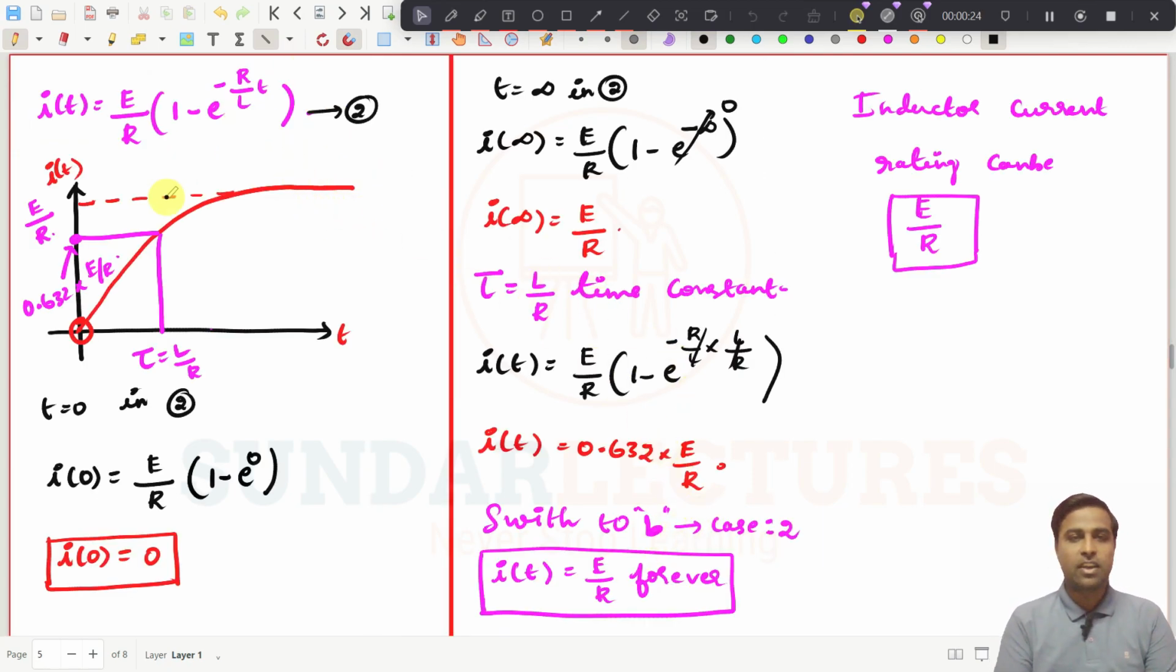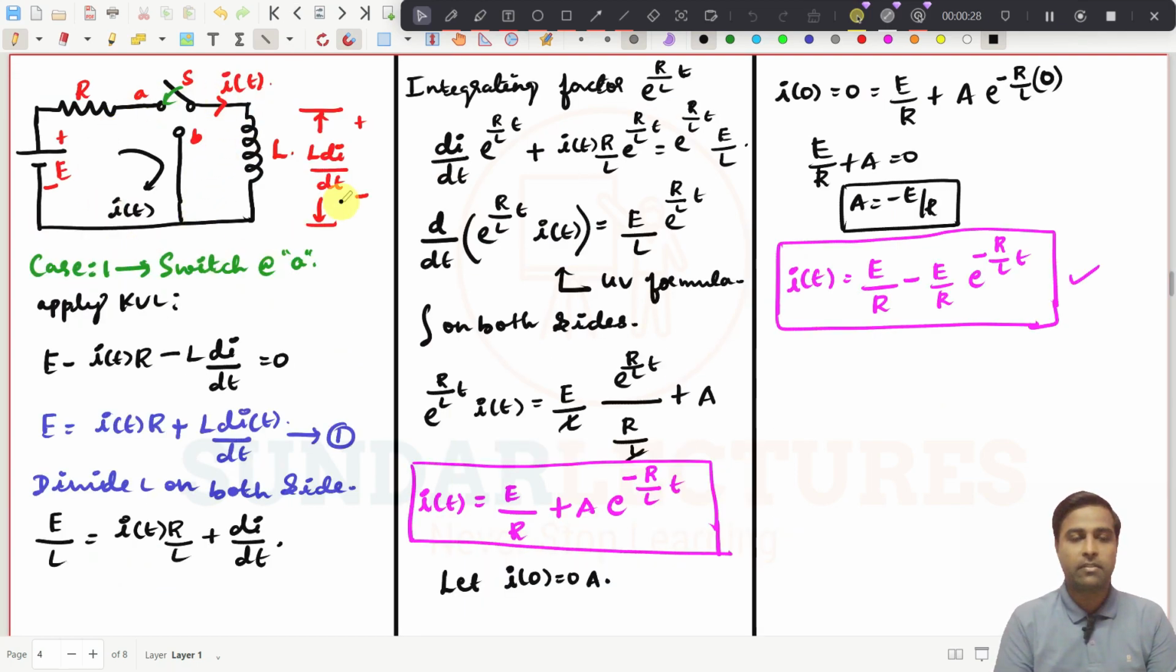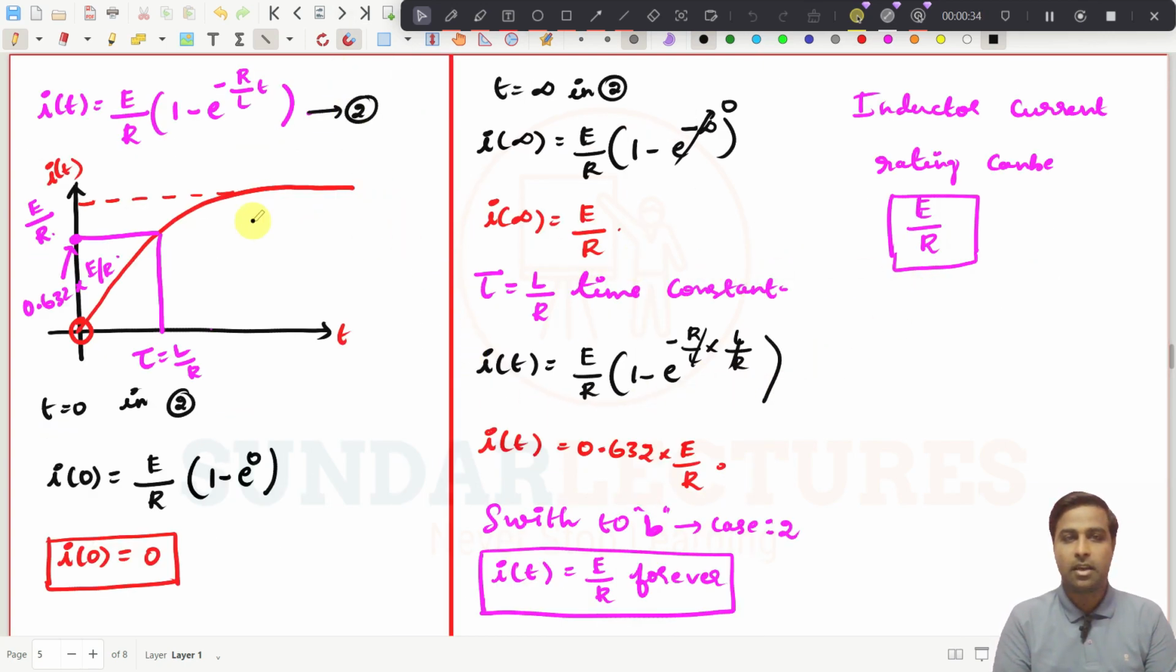In the previous class we have seen this, right? What is the circuit diagram we have seen in the previous class? We have taken this circuit and then we have stored energy in the inductor. That current is nothing but E by R, right? So this is the current in the inductor that will flow forever inside the inductor, right?